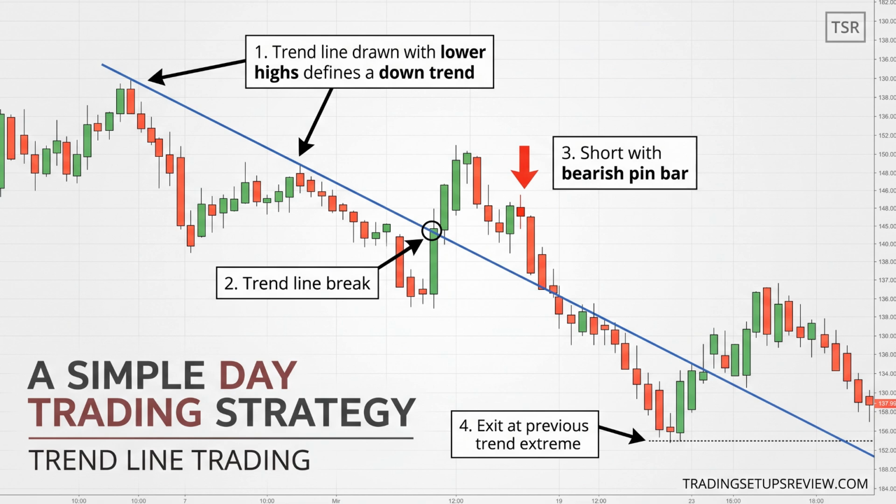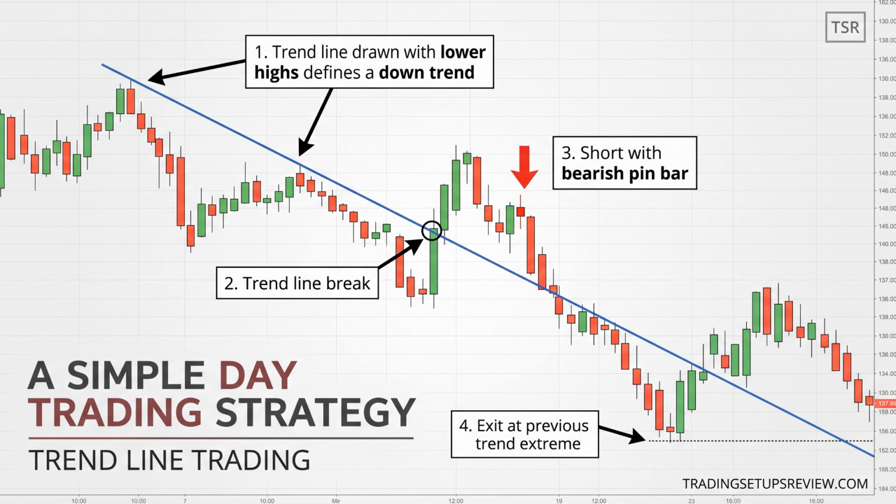The psychology: the long upper wick shows that buyers tried to push the price significantly higher, following the trend line break, but were aggressively overpowered by sellers who pushed the price back down. This rejection confirms the downtrend is likely resuming, making it the trigger to enter a short position, betting the price will fall. The profit target exit at previous trend extreme.